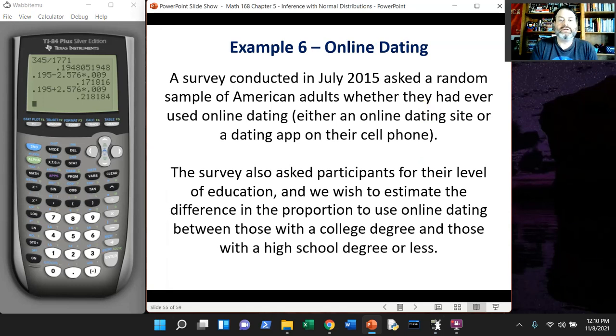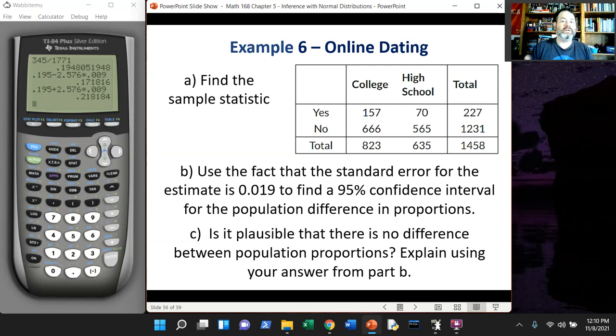A survey conducted in July 2015 asked a random sample of American adults whether they had ever used online dating, either an online dating site or a dating app on their cell phone. The survey also asked participants for their level of education, and we wish to estimate the difference in the proportion to use online dating between those with a college degree and those with a high school degree or less.